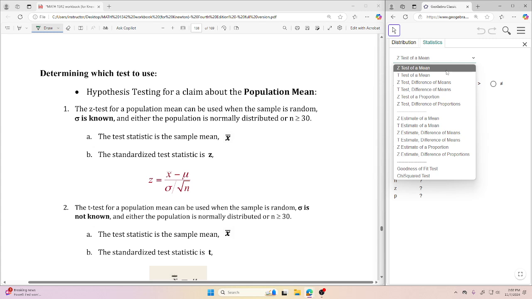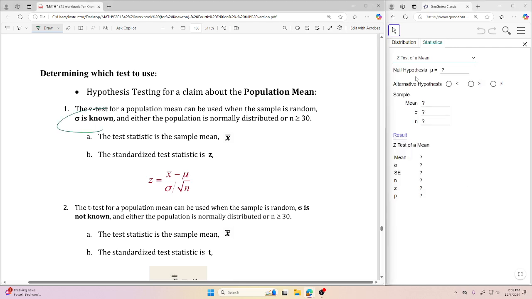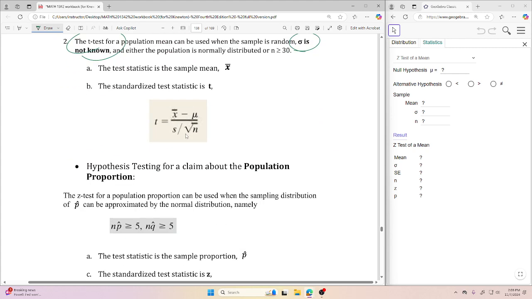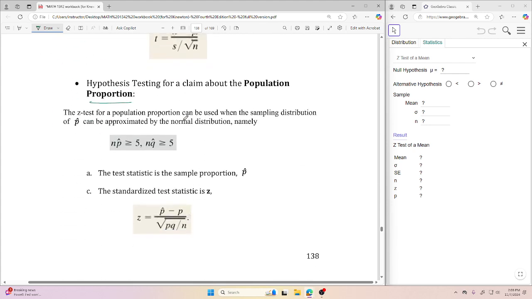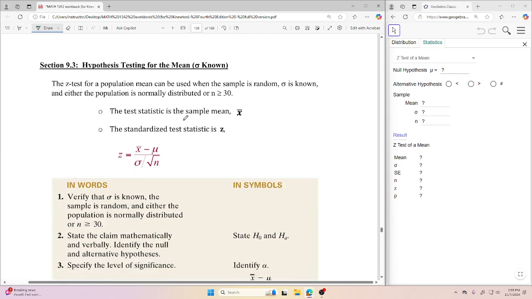Okay. But they're just going through a lot of stuff about why we would use this or that. What it really comes down to is sigma known or is sigma not known? And that's really what it comes down to. Other than that, there's the proportions, which is, well, it's a whole other ball game. You would see percentages and stuff, but we've already seen it. We'll see that again here soon. And yay, we got done with that.